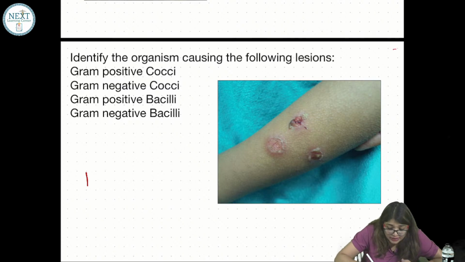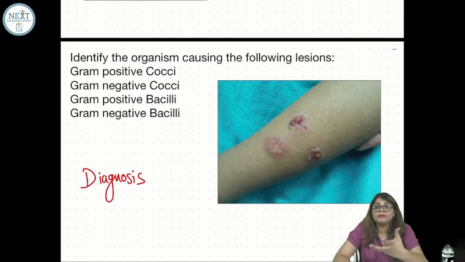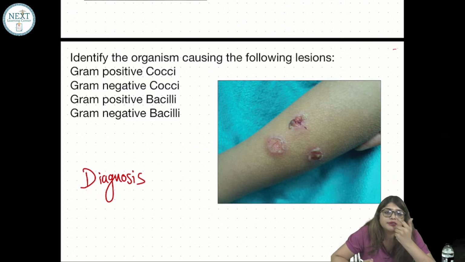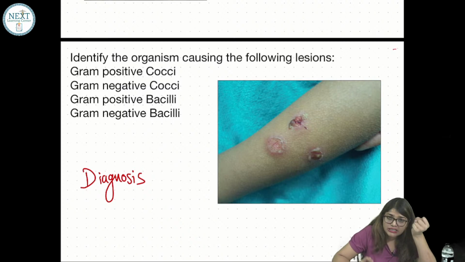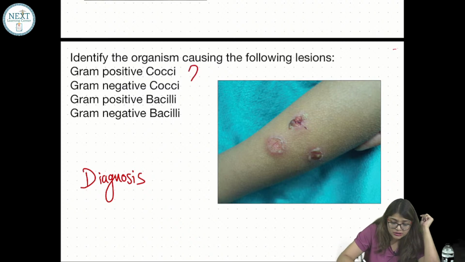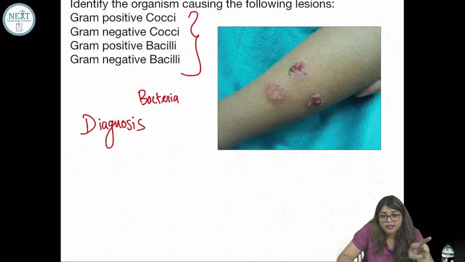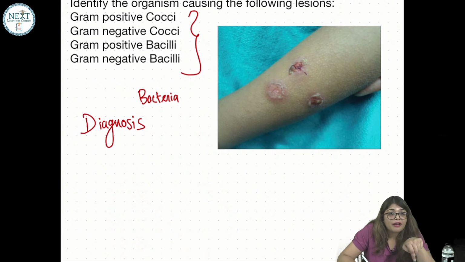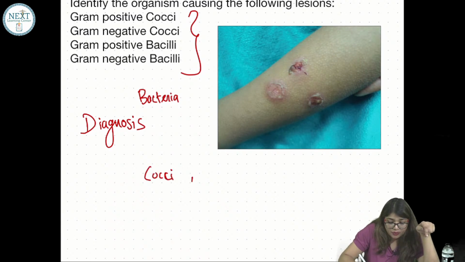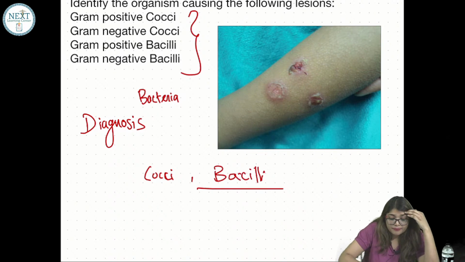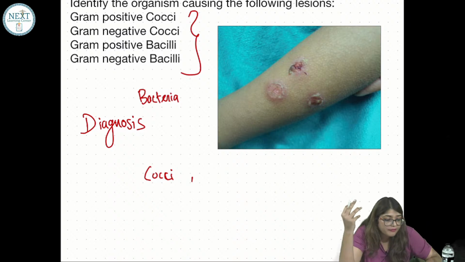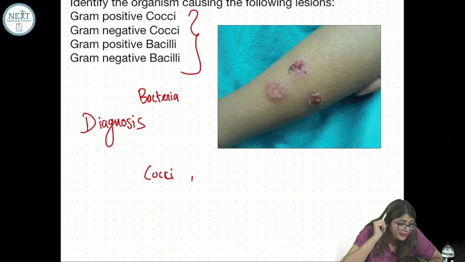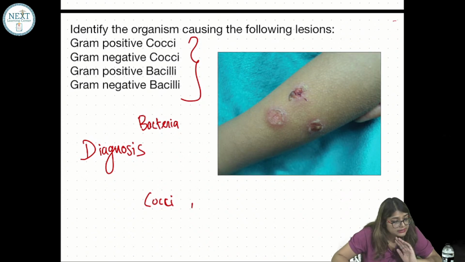Firstly, I want you to diagnose it. You remember in derma, the infection is related to micro. So we are talking about a bacterial infection because the options are related to bacteria. There are two kinds of bacteria: the cocci and the bacilli. As far as I remember, we don't have infections related to bacilli in derma. So please tell me, what is the diagnosis here?